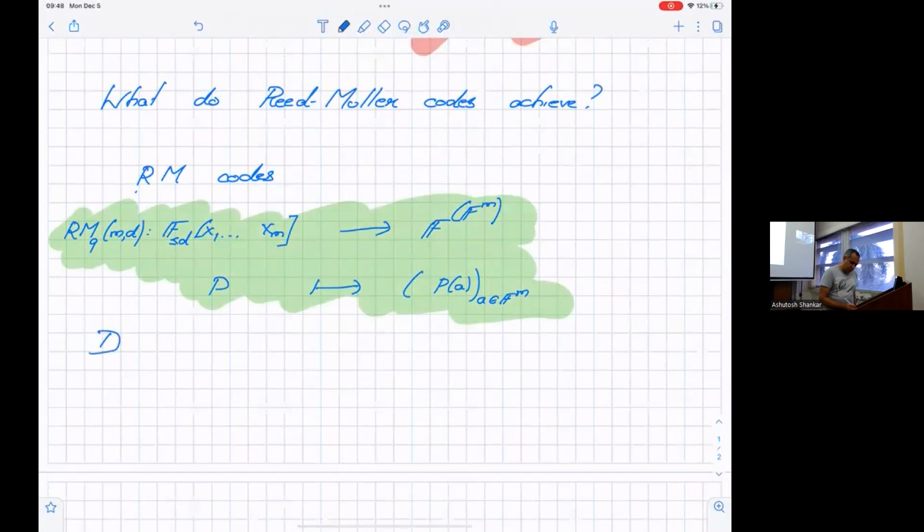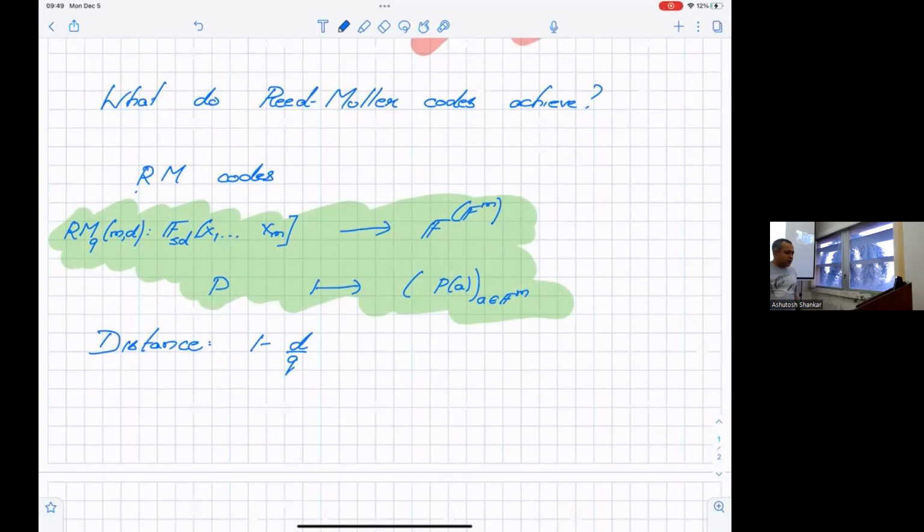What are the two main things that we want to understand about the code? Let's look at distance. Distance was given by the Schwartz-Zippel Lemma. We didn't actually prove the Schwartz-Zippel Lemma in class, but the probability that a non-zero polynomial is zero at a random point is at most d by q. Therefore, the distance is at least 1 minus d by q. And we are going to be working in the setting where q is much larger than d.